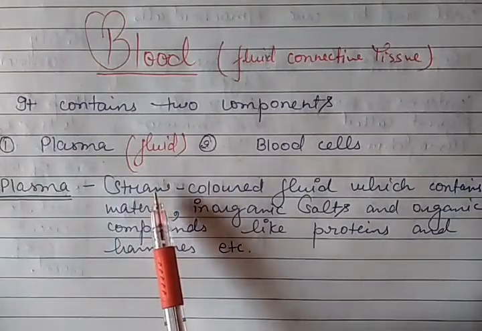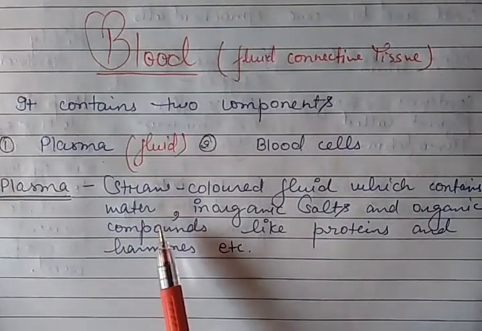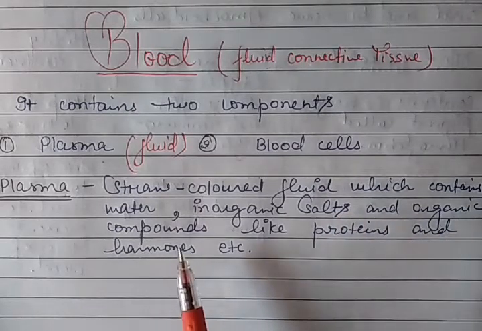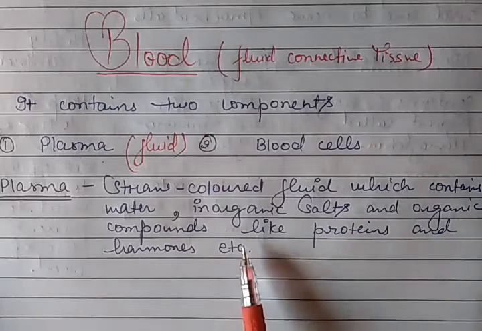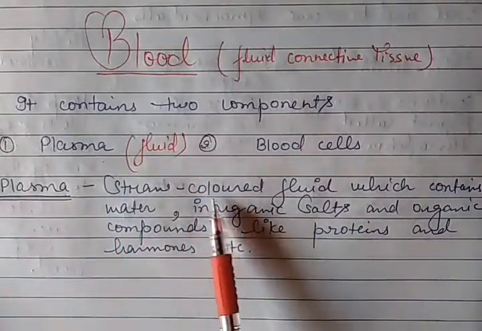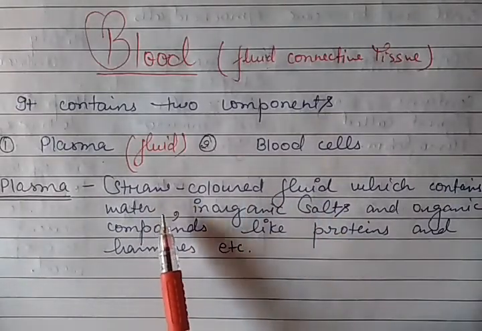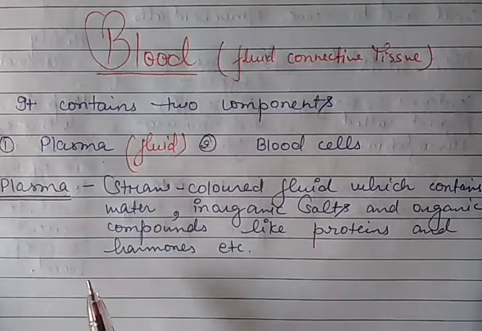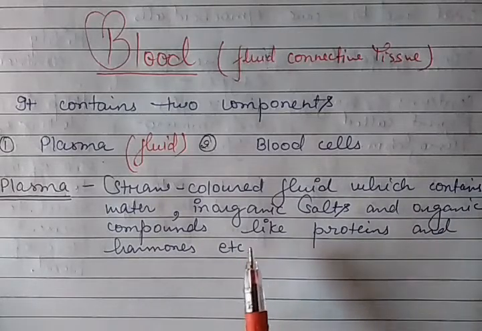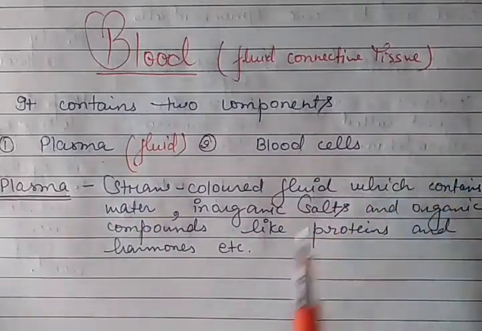So it is the straw colored fluid which contains water in the maximum amount, then inorganic salts and some other organic compounds like proteins and hormones. So plasma is in the form of fluid and the color of that fluid is straw colored, and it contains mostly water, and the rest of the materials like inorganic salts and organic compounds are mixed into the water. And in this plasma the blood cells are found floating.